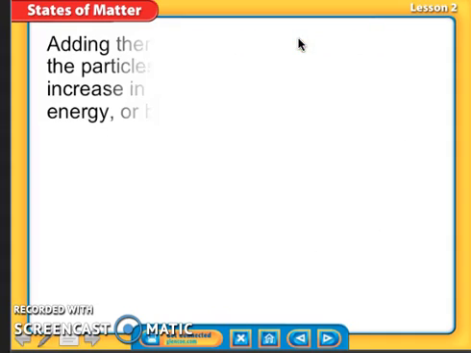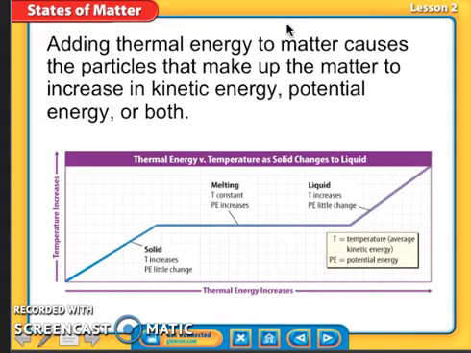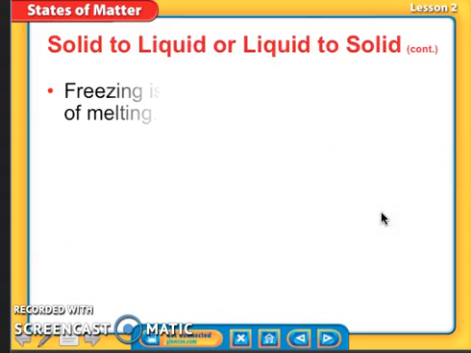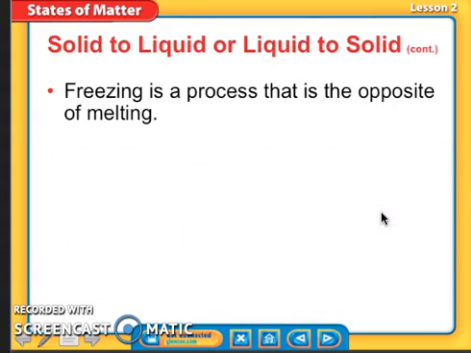Adding thermal energy to matter causes the particles that make up the matter to increase kinetic energy, potential energy, or both. Here, let's pretend this is a heating curve and this is ice. It stays solid. Then at a certain temperature, it starts to melt: 0 degrees Celsius or 32 degrees Fahrenheit. It's also the freezing point. Once it hits over that 32, it turns into a liquid as you heat it up, and the energy increases. Now freezing is the opposite of melting.